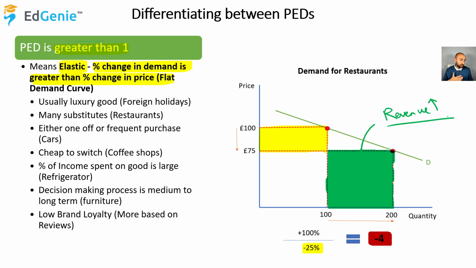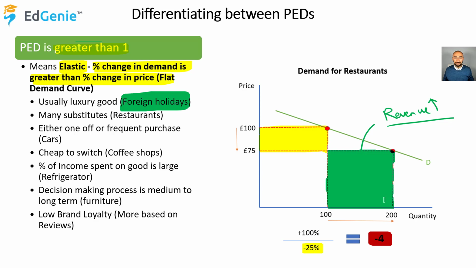So if we go through the list, we're talking about luxury goods like foreign holidays. Now, how many countries are in the world? I think there's over 250. And if one place reduces their price, let's say Spain, and the price of their holidays falls, then there's going to be a massive uptick, a huge uptick in the demand for Spanish holidays.